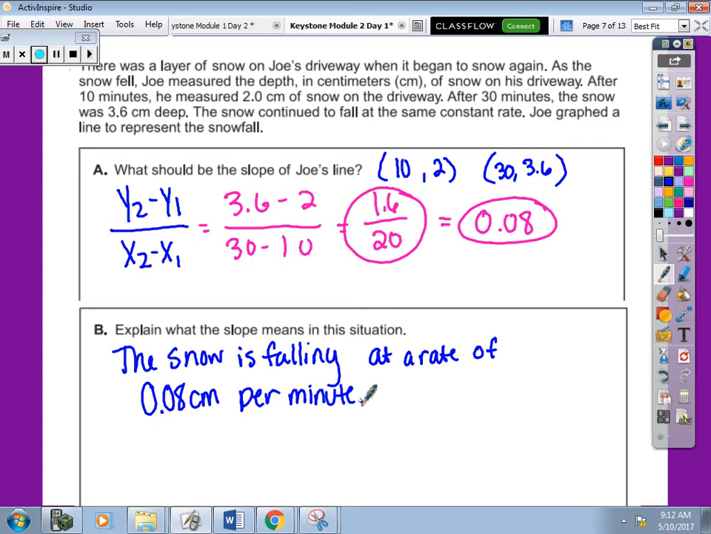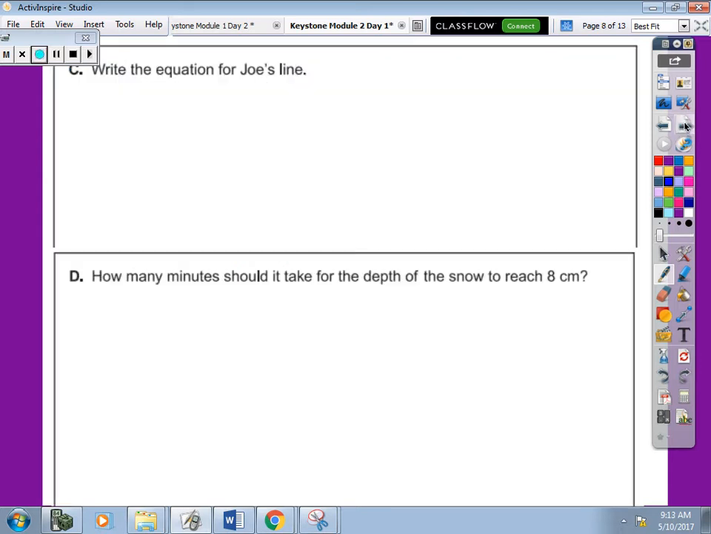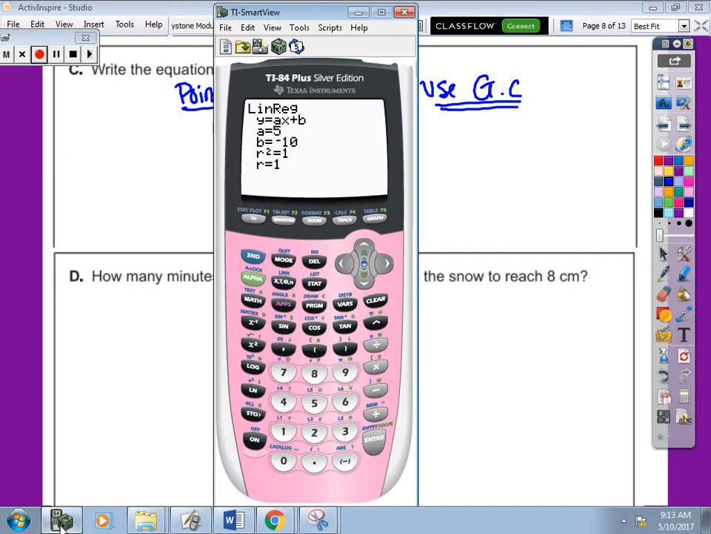And then part C asks us for the equation. Again, they don't tell you what form, so technically you could put it in slope-intercept or point-slope form and leave it that way. But again, we have two options. We could either use point-slope, or you could use the graphing calculator. Which would we like to do? Graphing calculator. Very nice. Stat, edit.